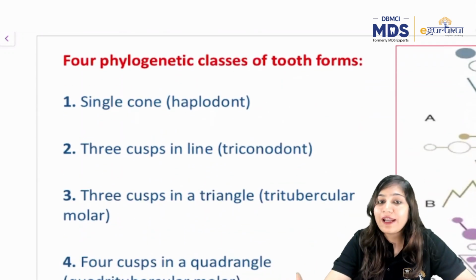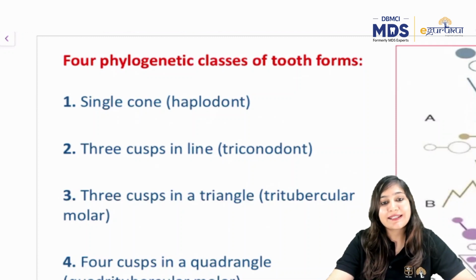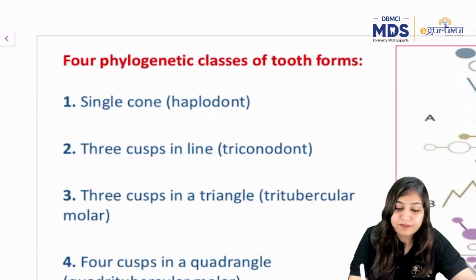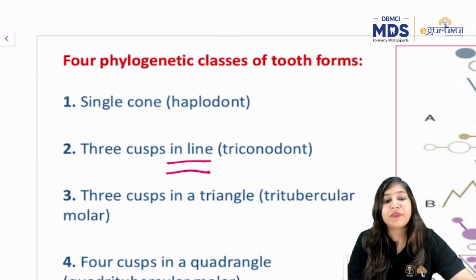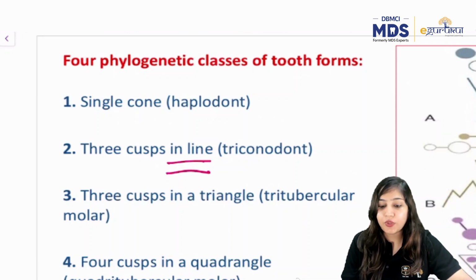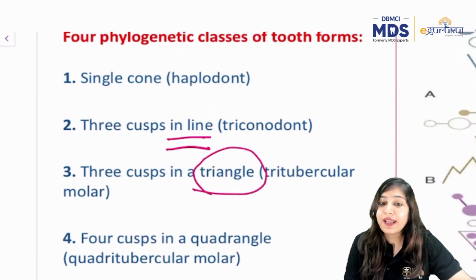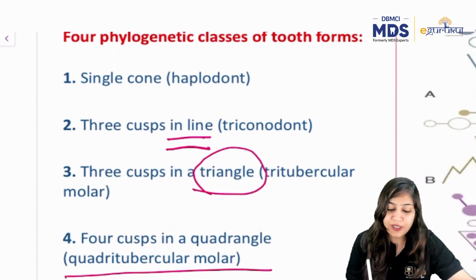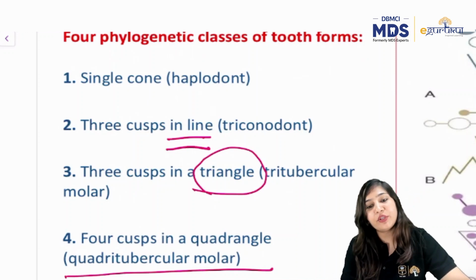We have mainly 4 phylogenetic classes of tooth forms. First is single cone, that is haplodont. Second is 3 cusp in line, that is trichodont. In line, remember, in line, trichodont. Then we have 3 cusp in a triangle, tritubercular triangle. And then we have 4 cusp in a quadrangle, that is quadritubercular. Please remember the 4 phylogenetic classes of the tooth form.